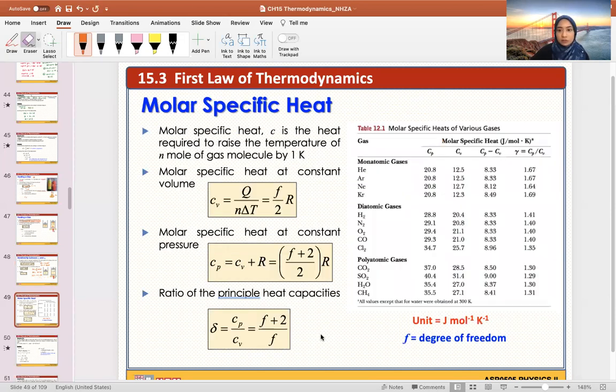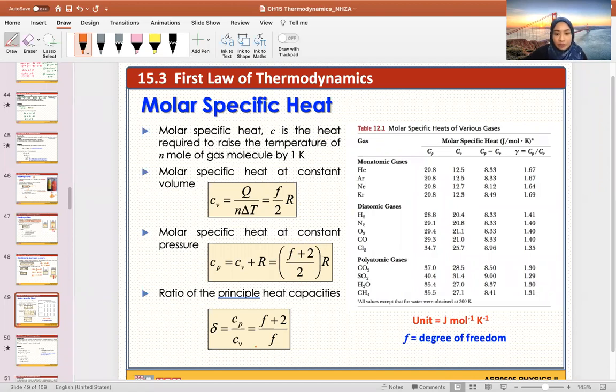So moving on. This is the generalized equation: CV is equal to f/2 R. If you want to memorize this one instead, it depends on the degrees of freedom: 3, 5, 7. 3 is mono, 5 is di, 7 is poly. CP is CV plus R, which is (f plus 2)/2 R.